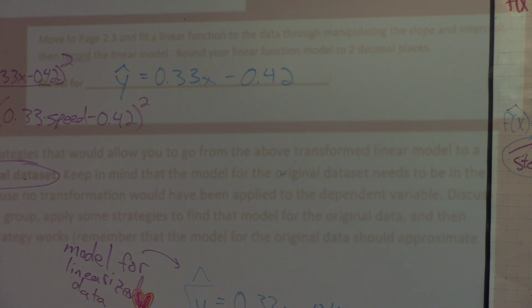So 0.33 times speed minus 0.42. Because remember, what I did is I put that variable speed in the place of x, because that's the context for x. Right? I'm predicting how long it takes the car to stop based on the speed.